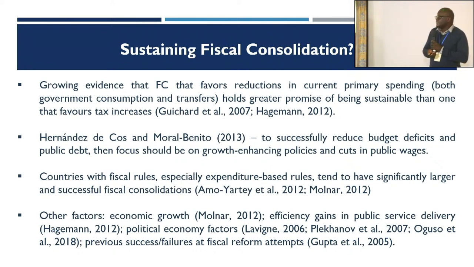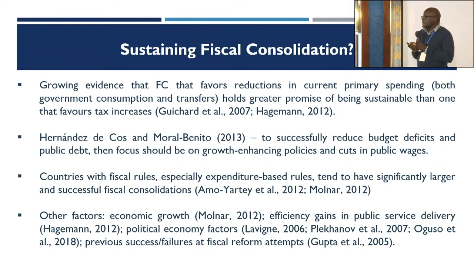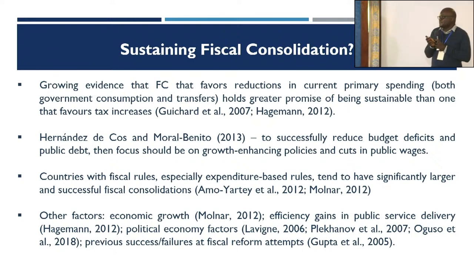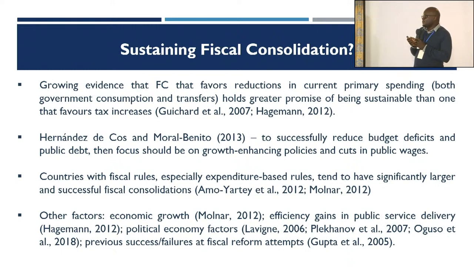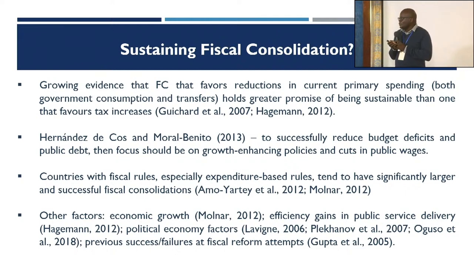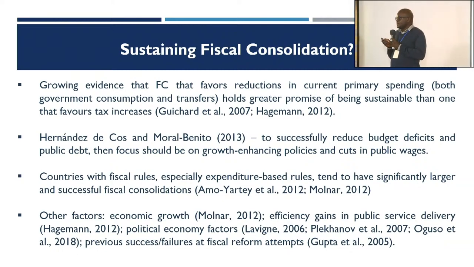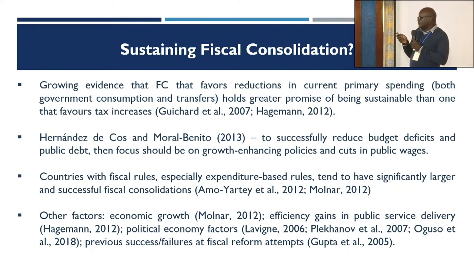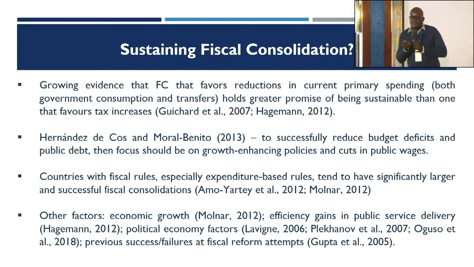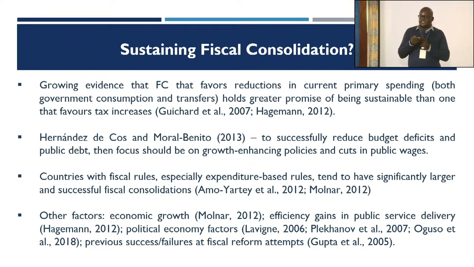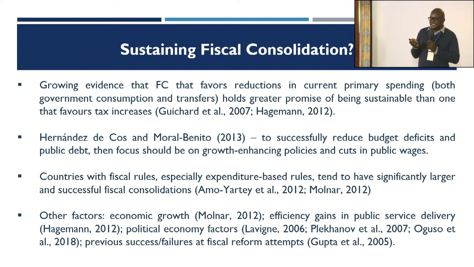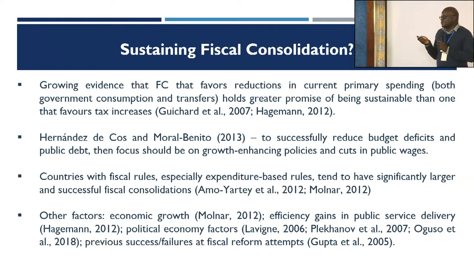There is some literature that indicates that focusing on primary spending, like government consumption and transfers, holds greater promise of being sustainable than focusing on the tax side. And then there is also literature on focusing on growth-enhancing policies and cuts in public wages. And there is also literature on having fiscal rules, but we note that the two countries that we are studying have fiscal rules, but the challenge could be in terms of implementation, which speaks to issues to do with institutional quality.